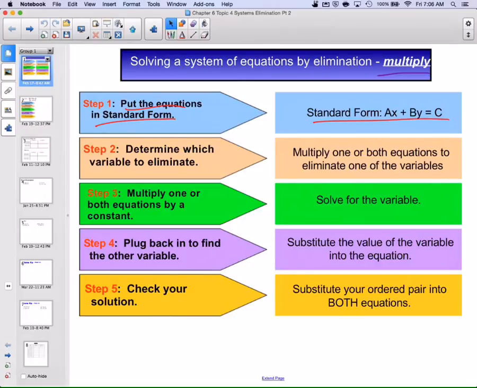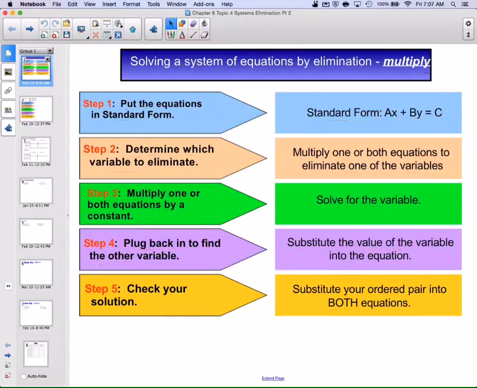Okay. Still determining which variable to eliminate, but now we may have to multiply one or both equations just to get the variables to make sense. In order to do that, we're going to multiply one or both equations by some constant. So we might multiply the whole equation by 2, 3, something like that. We're going to solve for the variable, and everything else is the same after this. Once you solve for the variable, you still plug back in to find the other, substitute it in, and then, as always, check your solution with both equations.